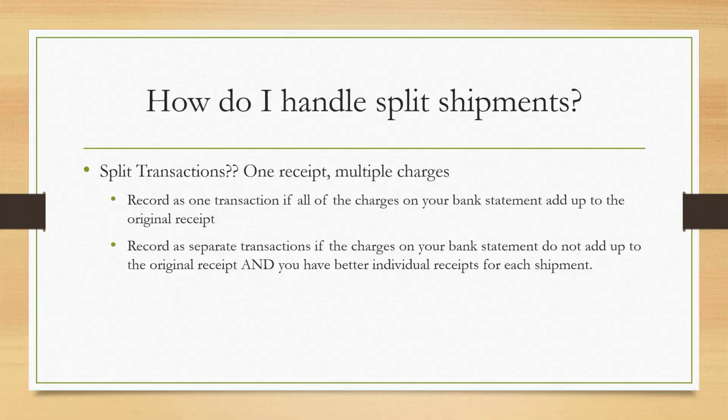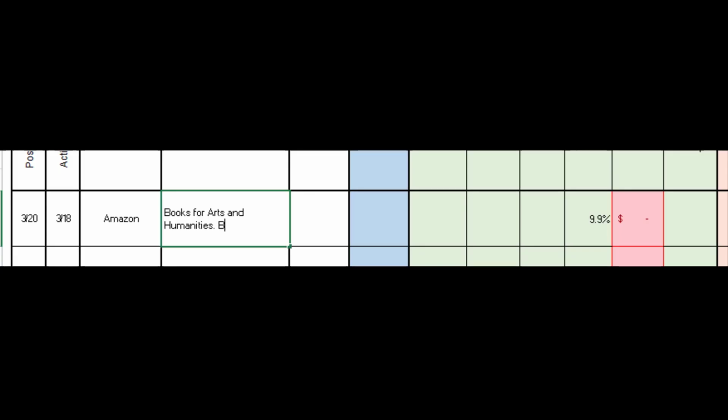When dealing with split shipments on your bank statement, as long as the multiple transactions equal the total of your original receipt, you can do one line item on your P-Card log. Make sure to note on your P-Card log that this one transaction is split into X amount of transactions on your statement, like this.